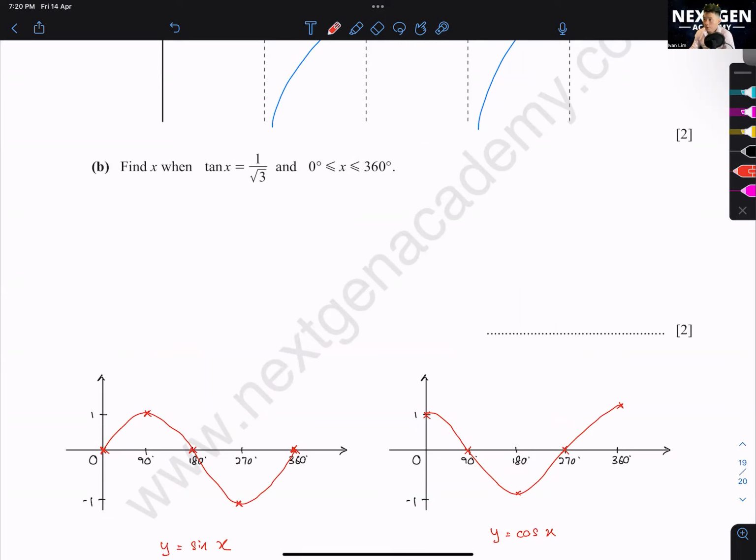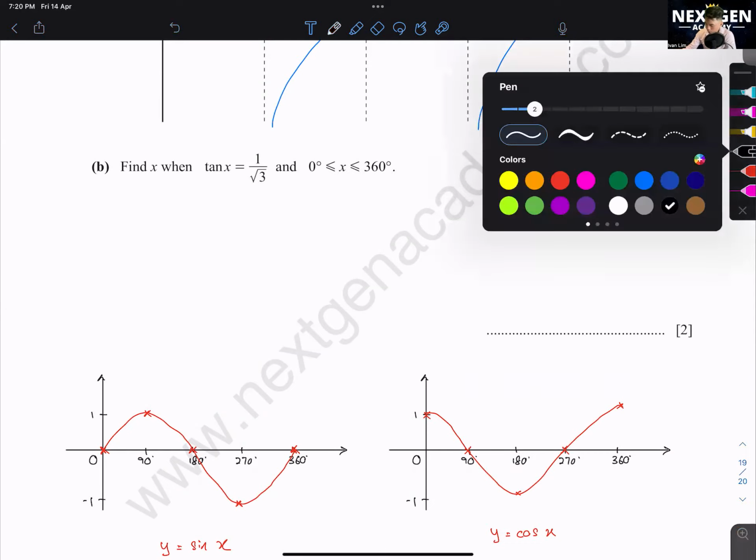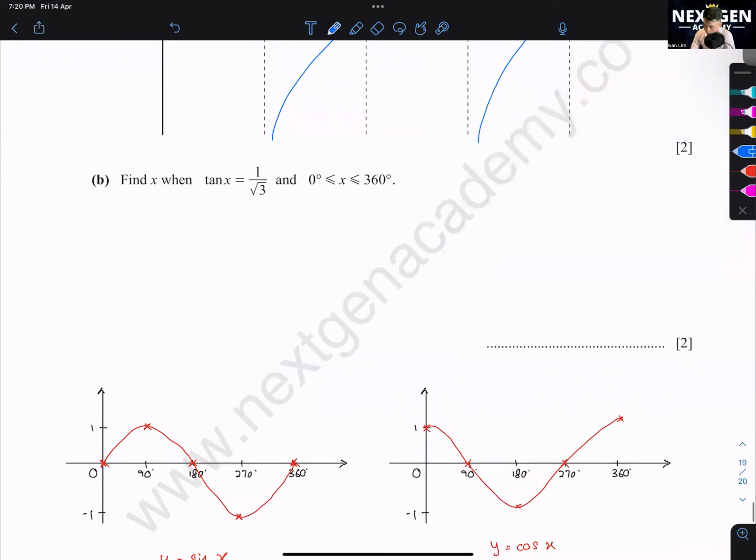Okay, final one. Solving of Trigo. So how do we do this? Find x when tangent x equals 1 over sec 3. So the first step that we're going to do is we're going to find what is our base angle. So 1 over sec 3 like this. Your alpha will be equal to 30 degrees.